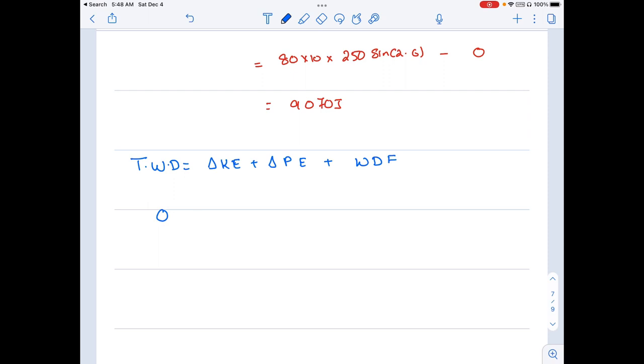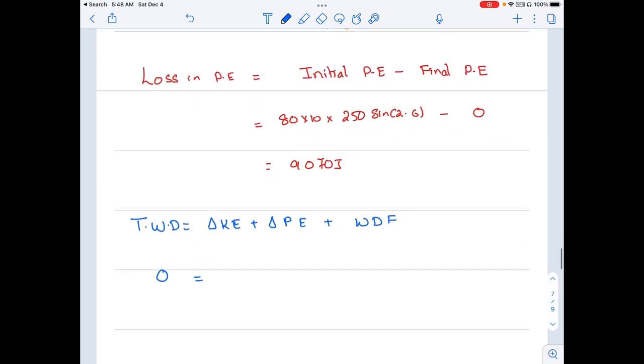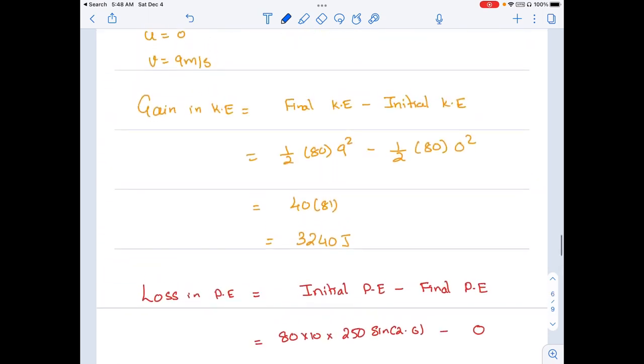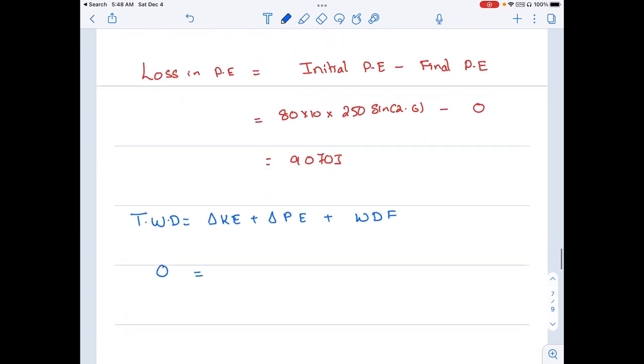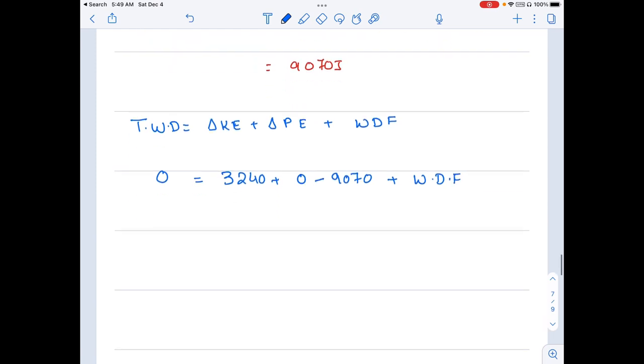So total work done is 0. Change in kinetic energy is final kinetic energy minus initial kinetic energy, which is 3240. Change in potential energy means final potential energy minus initial potential energy. Final potential energy is 0 minus initial potential energy 9070, plus work done against friction, WDF. From here we get work done against friction equal to 5830 joules.